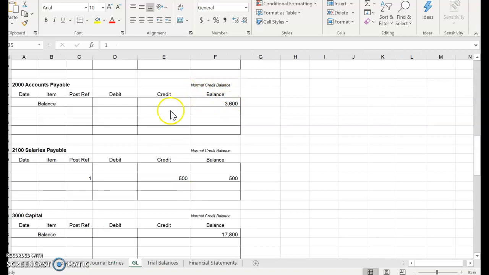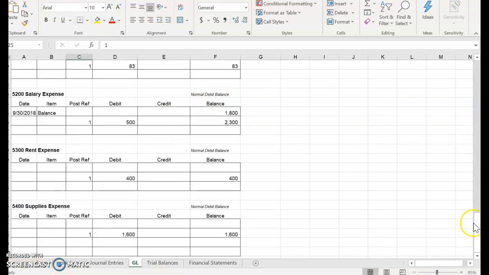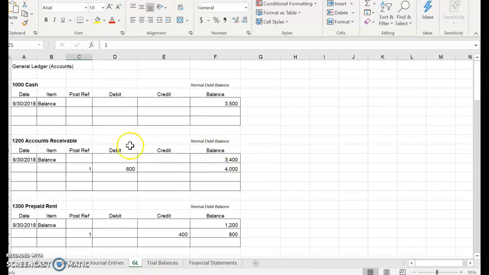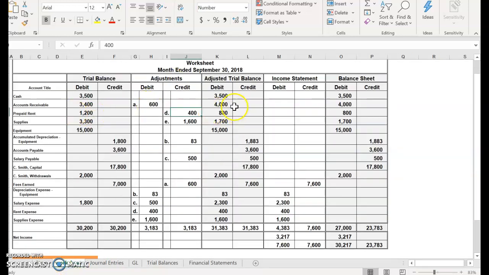So this process is called posting to the ledger. Now what you'll notice is that the balances on here should match what we have on our worksheet. For example, accounts receivable has a balance of $4,000. If you look on our worksheet, accounts receivable, the adjusted trial balance has a balance of $4,000. So these numbers should equal what we got on our ledger.